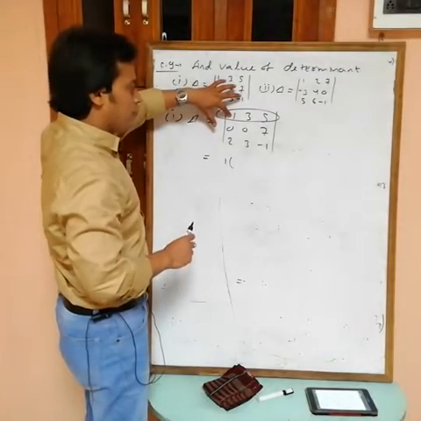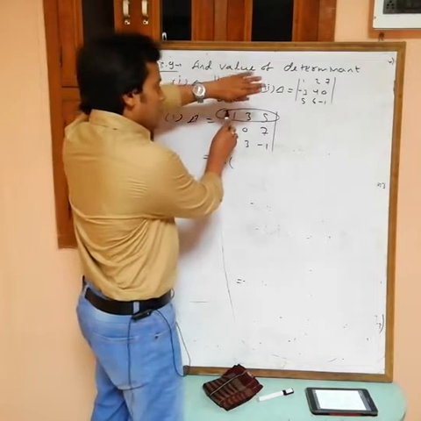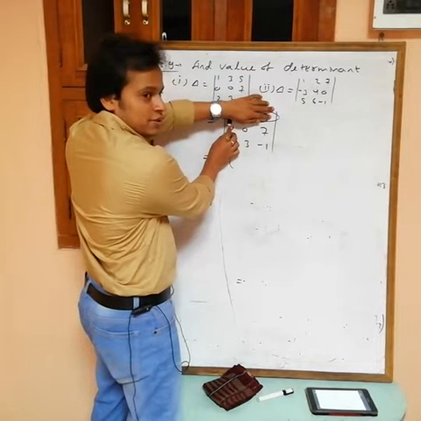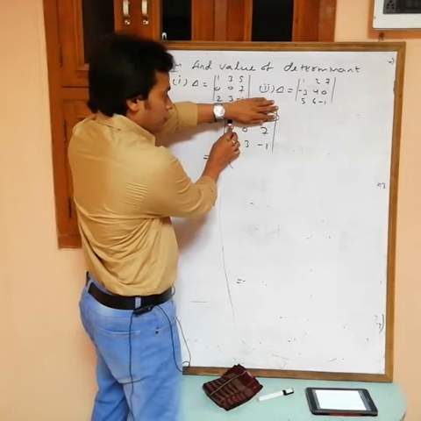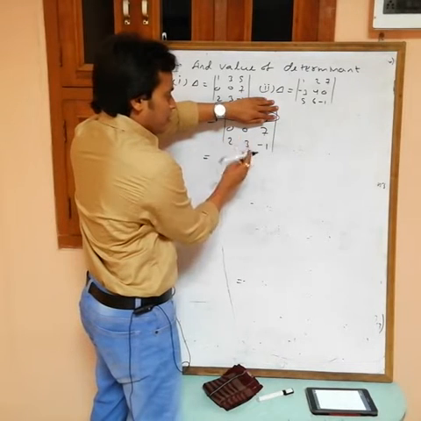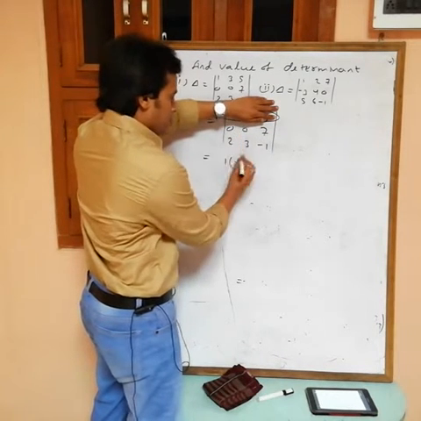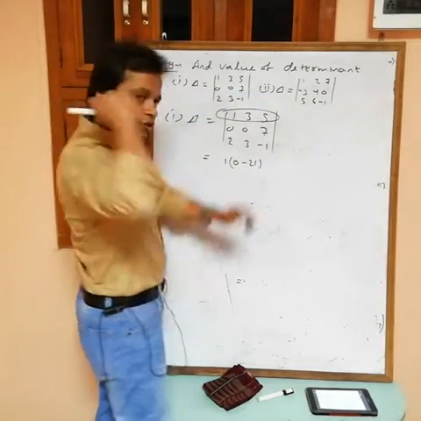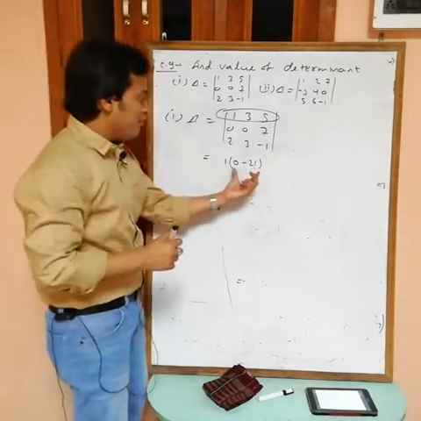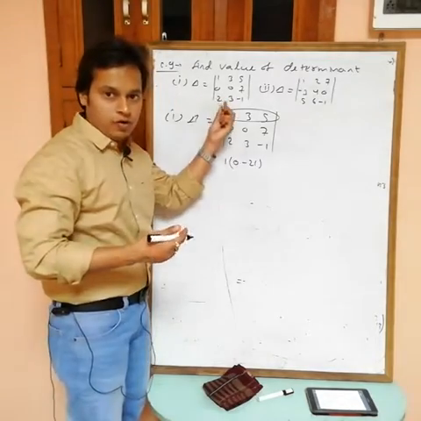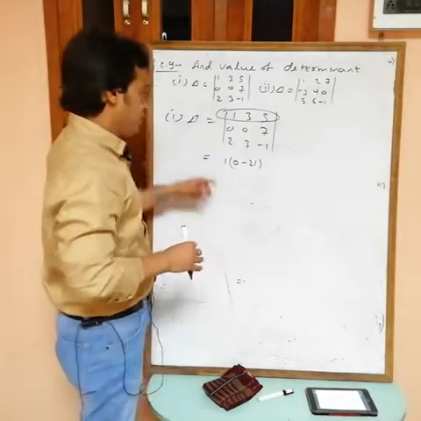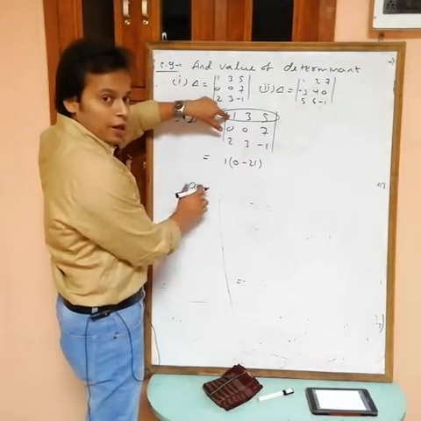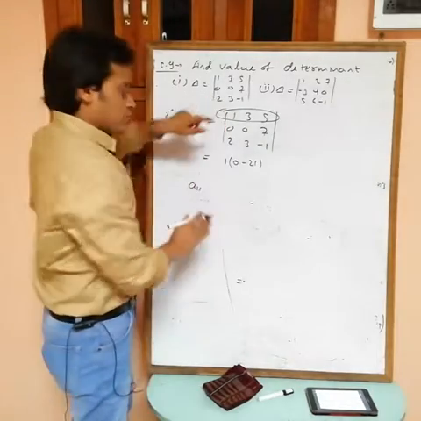How to get value of minor of 1? Just hide the corresponding row and column and find the value of determinant of these remaining element. So value of determinant of these remaining element is this one into this one, 0, minus this one into this one, 21. Okay, now decide the sign. This is the value of minor of 1. Okay, but we have to multiply with cofactor. Now 1 is A11, 1 plus 1 is 2, minus 1 power 2 is plus sign. Okay, so here we have plus.